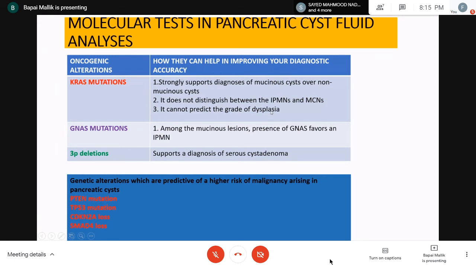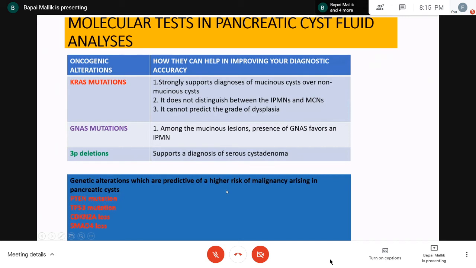So there is no specific mutation that you find on NGS where you say this KRAS type of mutation is associated with high grade atypia or chance of high grade dysplasia or invasive cancer. No, there are none. However, one thing which might help you to differentiate between IPMN and MCN is the presence of GNAS mutations. Among the mucinous lesions, the presence of GNAS favors an IPMN. If you can show 3p deletions, some of them involving the von Hippel-Lindau gene, it supports a diagnosis of serous cystadenoma and gives you a very, very helpful clue.